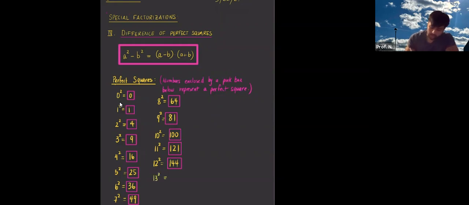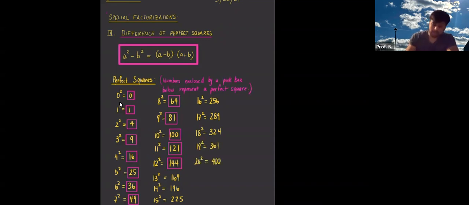So 13 squared is 169. 14 squared is 196. 15 squared is 225. 16 squared is 256. 17 squared is, pardon me, 17 squared is 289. 18 squared is 324. 19 squared is 361. 20 squared is 400.